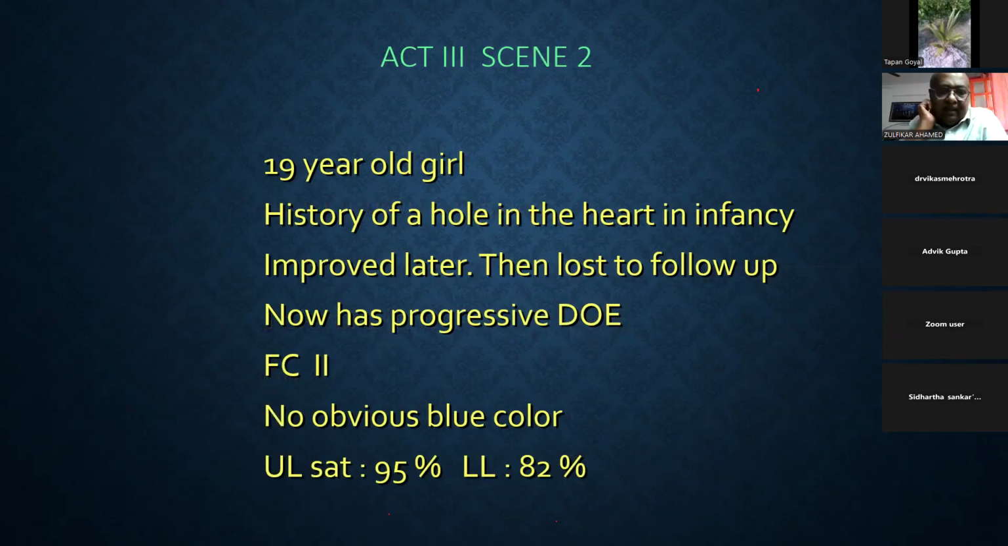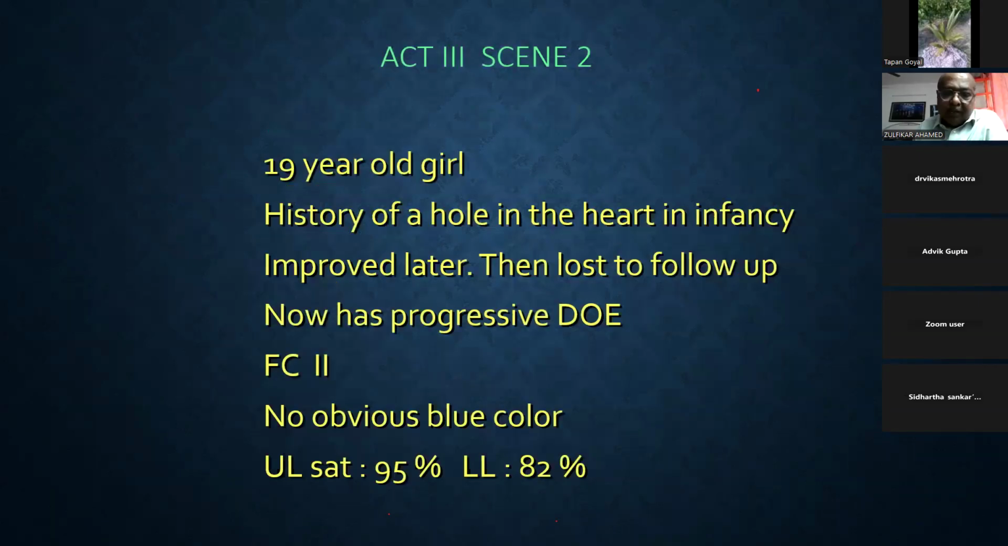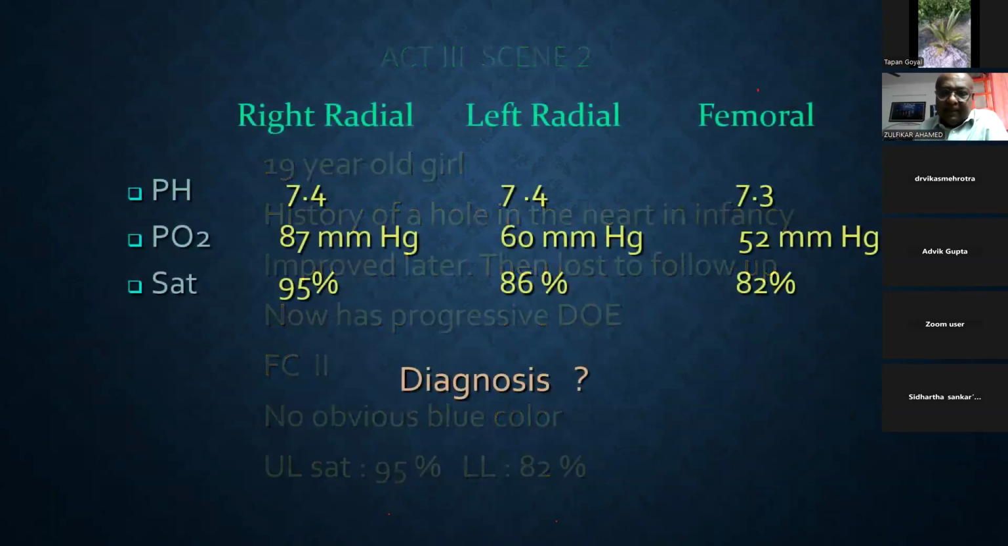This is a child, now an adult, a 19-year-old girl with a history of a hole in the heart in infancy, which improved later, but now has come with progressive dyspnea. And very interestingly, the upper limb saturation is 95% and the lower limb saturation is 82% with dyspnea. This was the ABG of this particular patient: right radial 95, femoral 82, with a PO2 of 52. Initially it used to be a left to right shunt, a hole in the heart, and now has developed cyanosis.